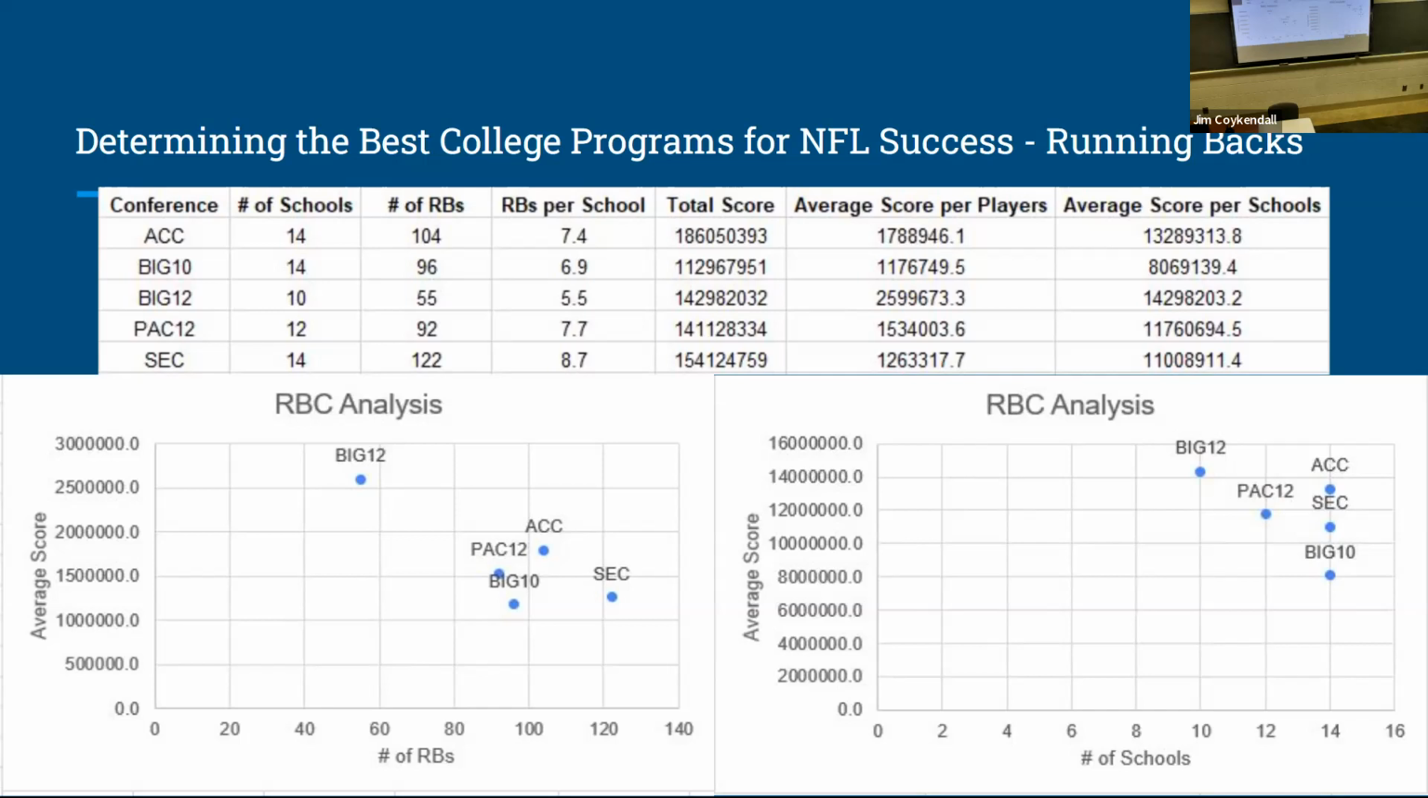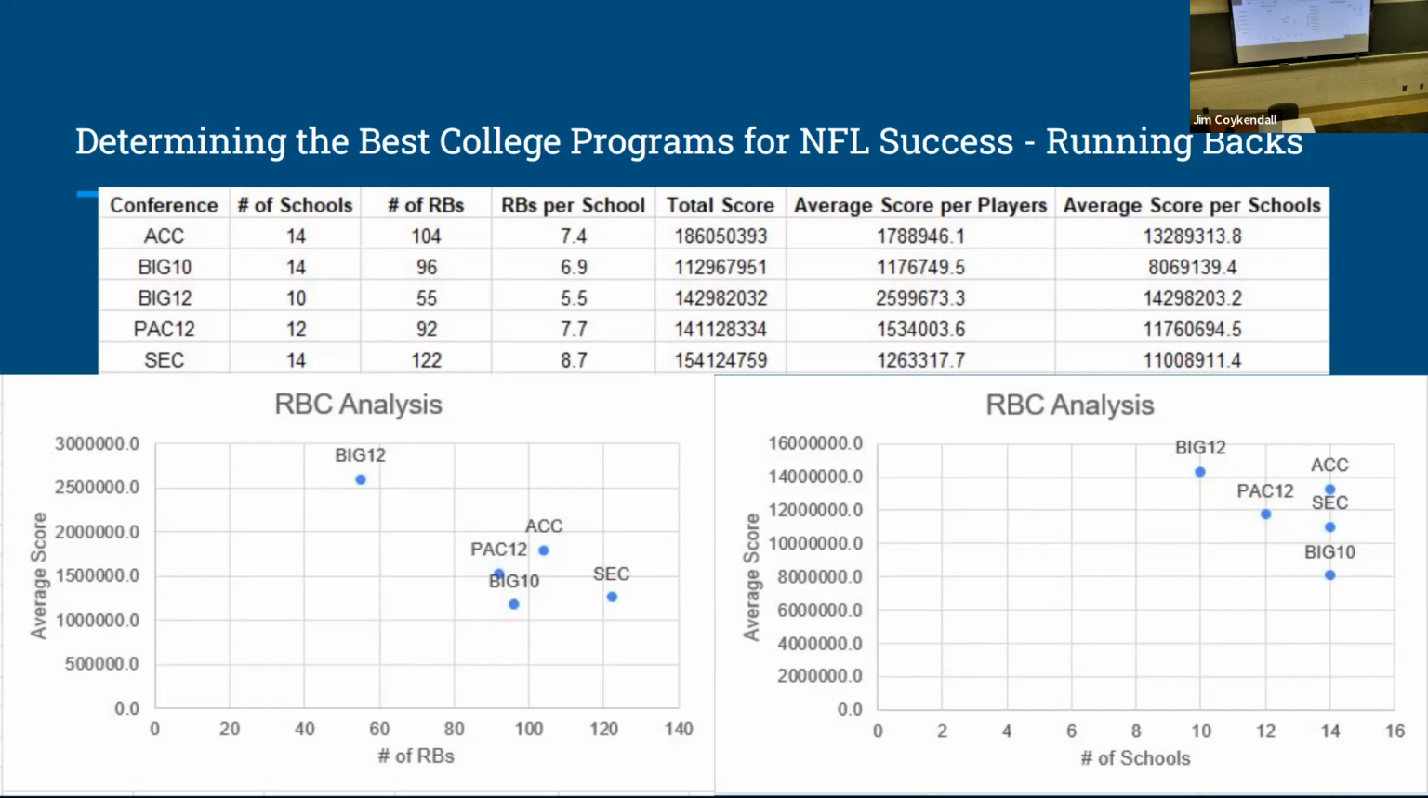What's interesting with running backs though, is the SEC is coming. The SEC has a huge wave of young running backs in the league that in a couple more years, once they have more yards to their name and more rushing attempts to their name, we could see them take over the ACC. The Big 12 is up here all by themselves, but they only have 55 running backs as opposed to everyone else is around 100. They need that quantity. They have the quality.